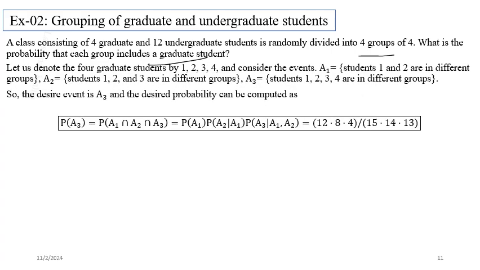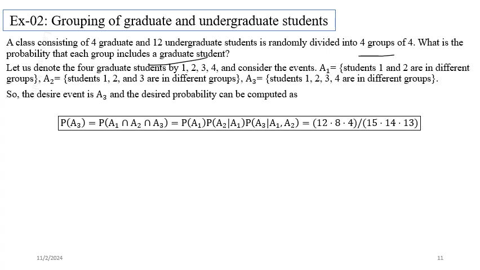Here, let us introduce events. Let us denote the 4 graduate students by 1, 2, 3, 4. We are giving names to them: the first graduate student we call 1, the second 2, the third 3 and the fourth 4. We define event A1: graduate students 1 and 2 are in different groups. A2: graduate students 1, 2 and 3 are in different groups. A3: graduate students 1, 2, 3 and 4 are in different groups. So actually we want to compute the probability of A3. A3 is the intersection of A1, A2 and A3, so the probability of A3 equals the probability of the intersection of A1, A2 and A3.